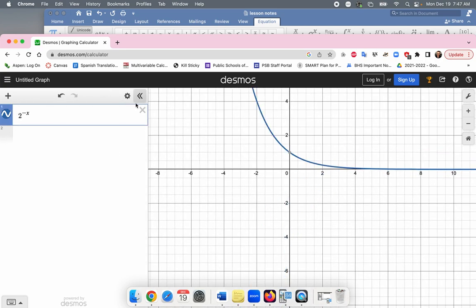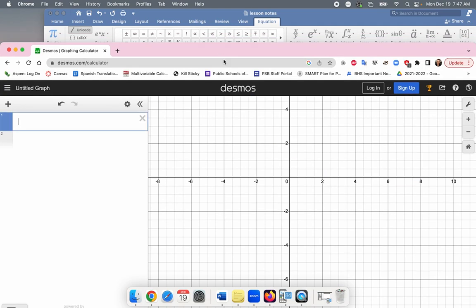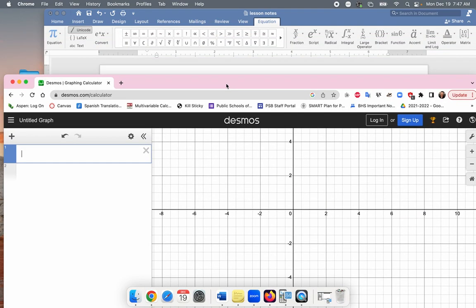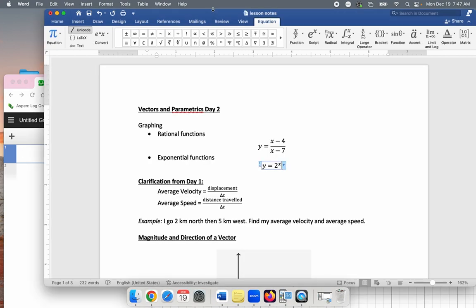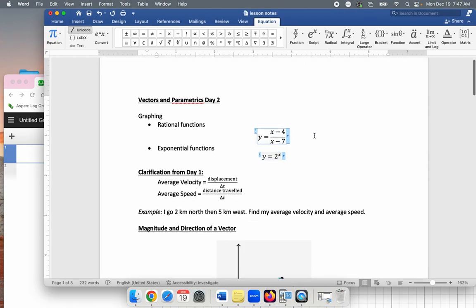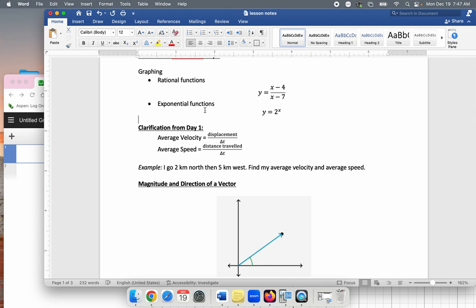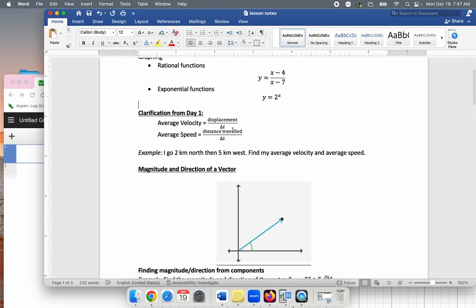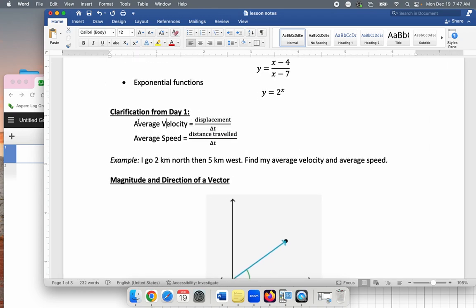Okay, so that's just a bit about rational and exponential functions, and I'll talk more about some of the other functions that appeared in that worksheet as we go on, but I don't want to spend all day on just graphing functions. So before we go into new stuff, I just wanted to clarify, and I mentioned this last time, but I just wanted to make it absolutely clear. On day 1, I basically was wrong about average velocity and average speed.